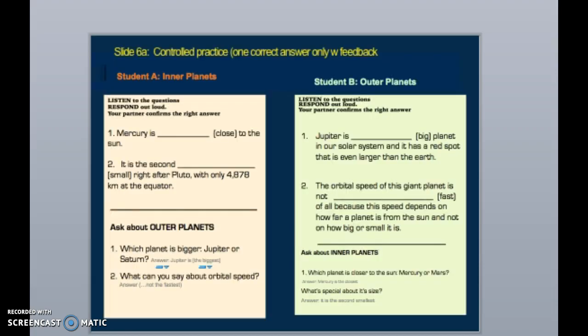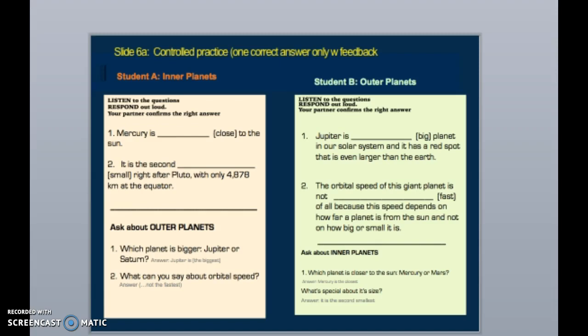Now in slide 6, we're moving into controlled practice. Now it's important to create activities where the students are receiving direct feedback so they'll know whether the answer is correct. In this case, we have a gap activity. Now what I would do is put these 2 activities on the front and back, student A on the front, student B on the back of a photocopy.